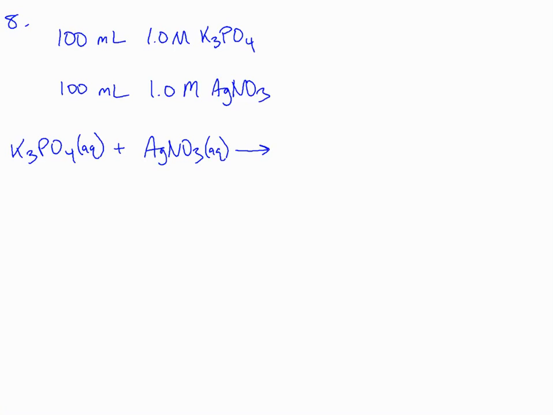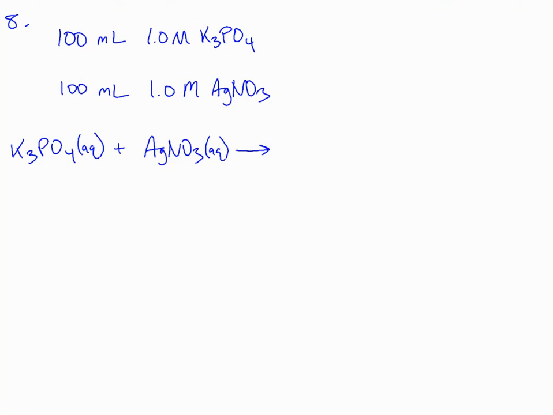All right, this is section 1.3. This is the last example, question 8. It says a 100 milliliter of a 1.0 molar potassium phosphate is mixed with 100 milliliters of 1.0 molar silver nitrate, and it forms a precipitate. It says list the ions that remain in solution in increasing concentration.